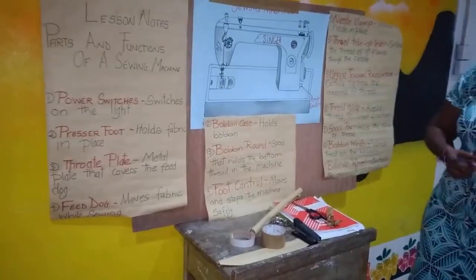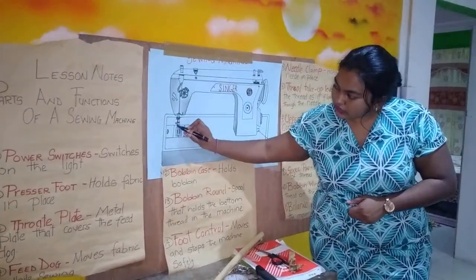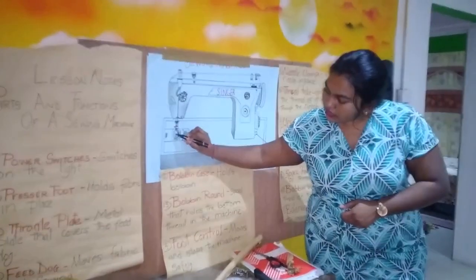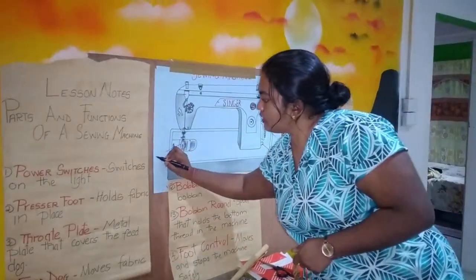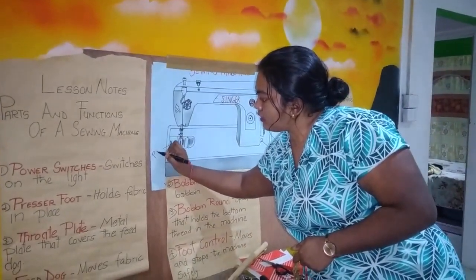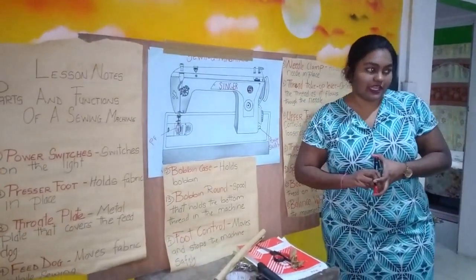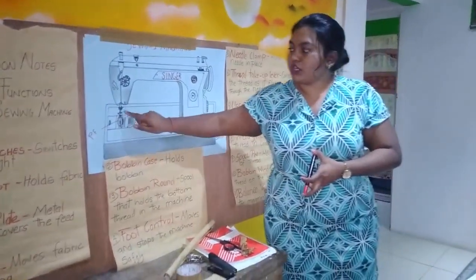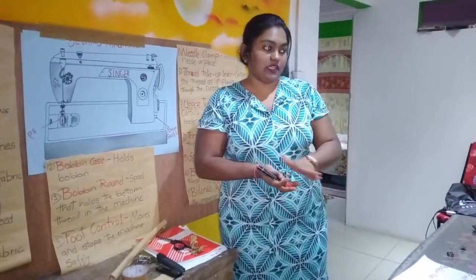Presser foot is this part. This is presser foot. It holds the fabric in place. When you put down a lever down from here, it will hold the fabric while it is being sewn.